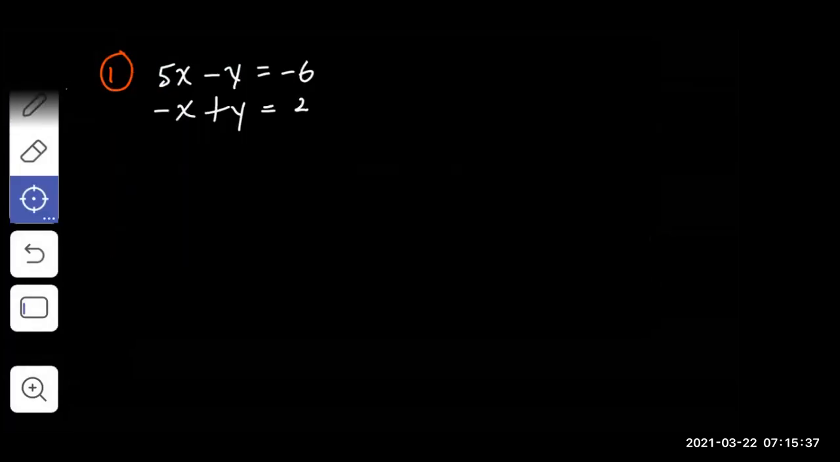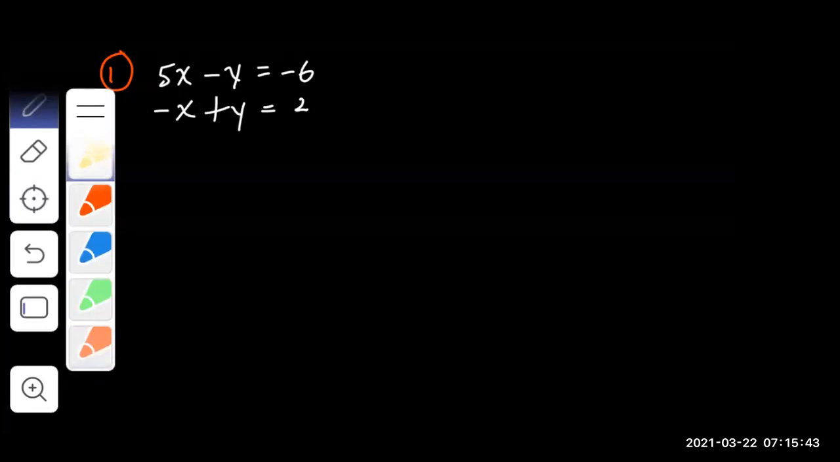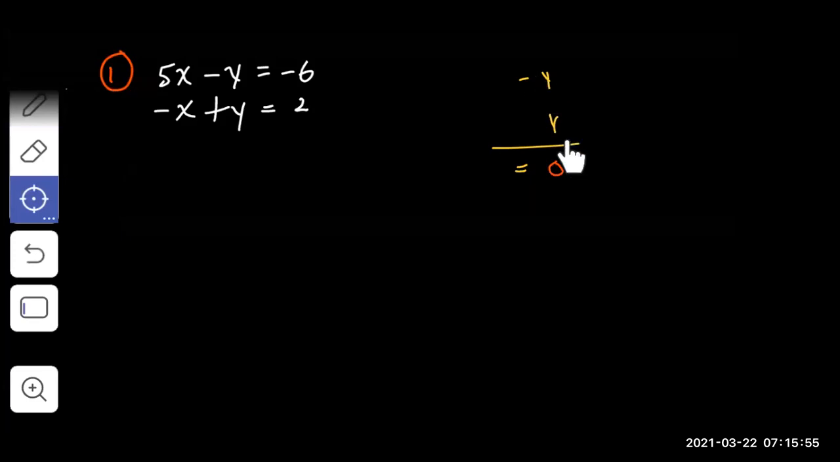Which one would be easiest for you to solve? The y, right? Okay, let's take the y here apart. Negative y, and what is the other one? Y. Your goal is to get zero. How can you get zero, guys, if you have negative y and positive y?